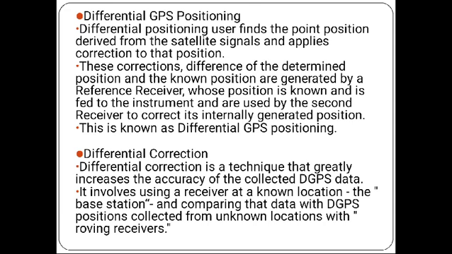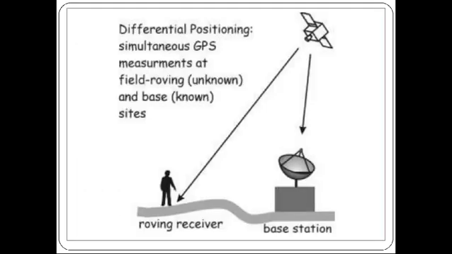Differential correction is a technique that greatly increases the accuracy of the collected DGPS data. It involves placing a receiver at a known location, the base station, and comparing the data with the DGPS position collected from the unknown location. Differential positioning: simultaneous GPS measurement at the field roving site and the base site, with unknown positions. Roving receiver, base station, satellite.